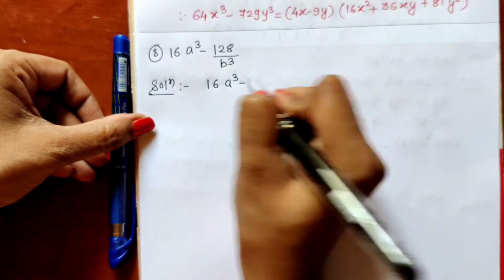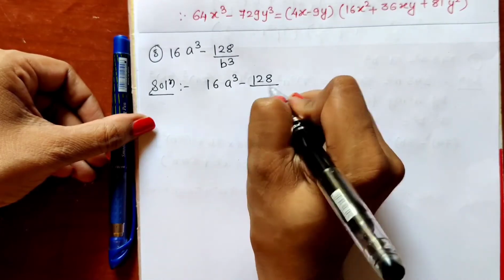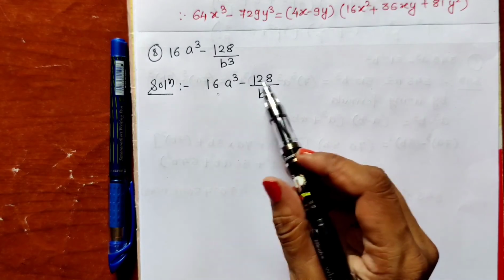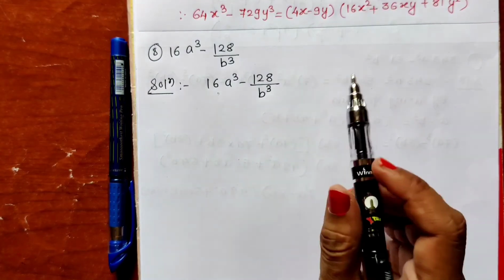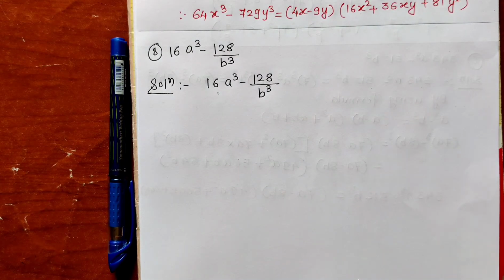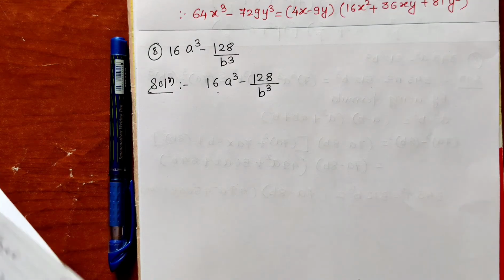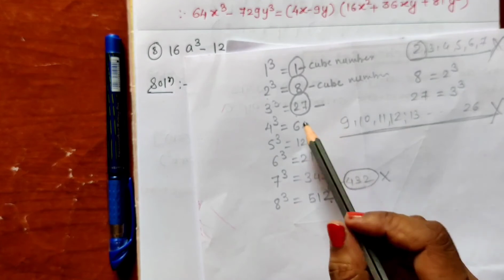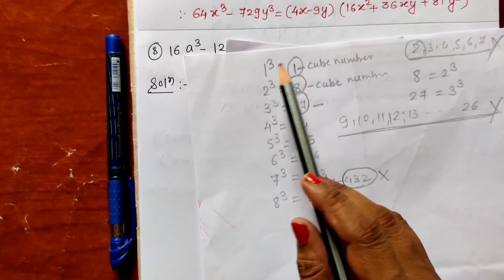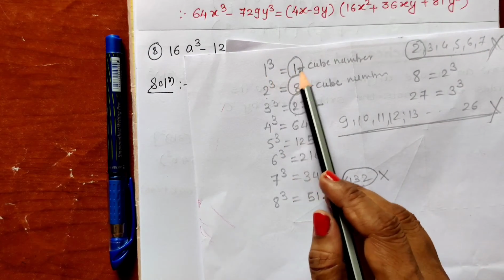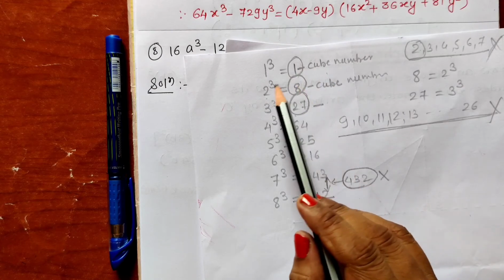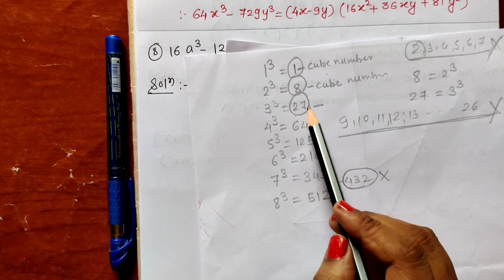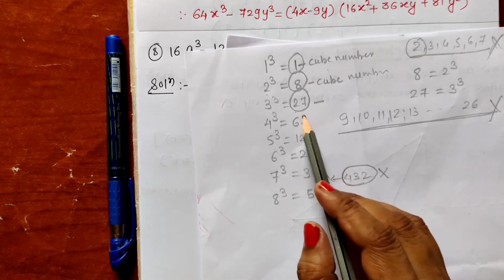16a cube minus 128b cube. Now see children, these two numbers, 16 and 128, are not cube numbers. We have seen all the cubes. I had shown you in a previous video of 6.2 also that 1 is the cube of 1, so 1 is a cube number. 8 is the cube of 2, so 8 is a cube number. 27 is the cube of 3, so 27 is a perfect cube. They are known as perfect cubes.